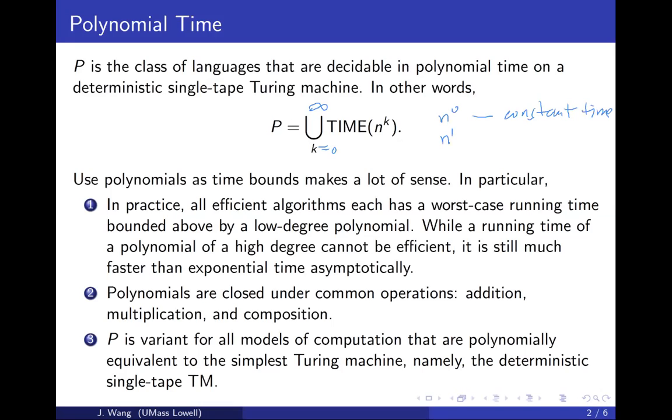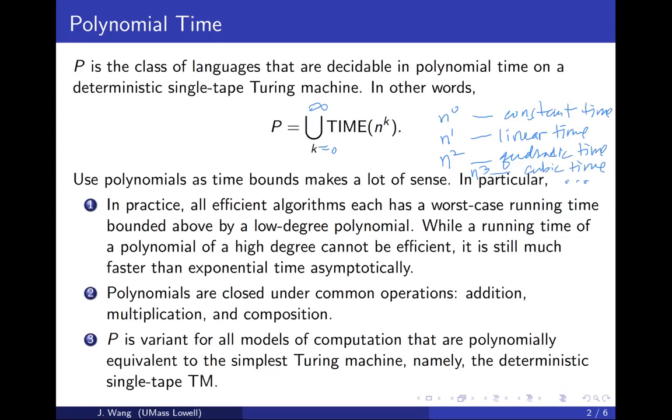And then n to the 1st power is linear time. And then this is quadratic time. And n cubed is cubic time.